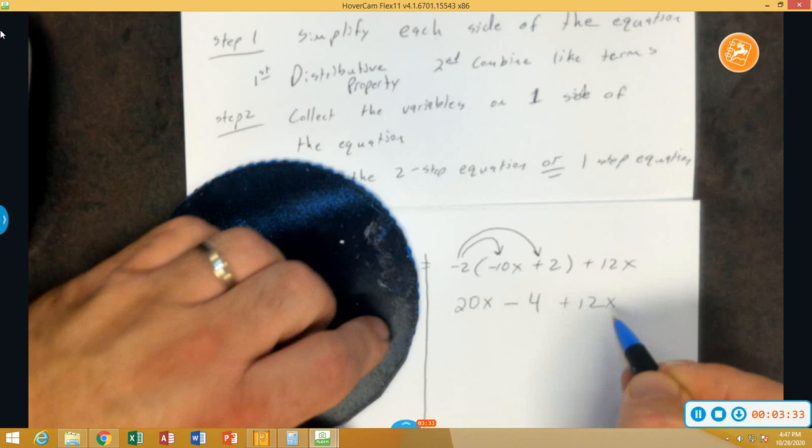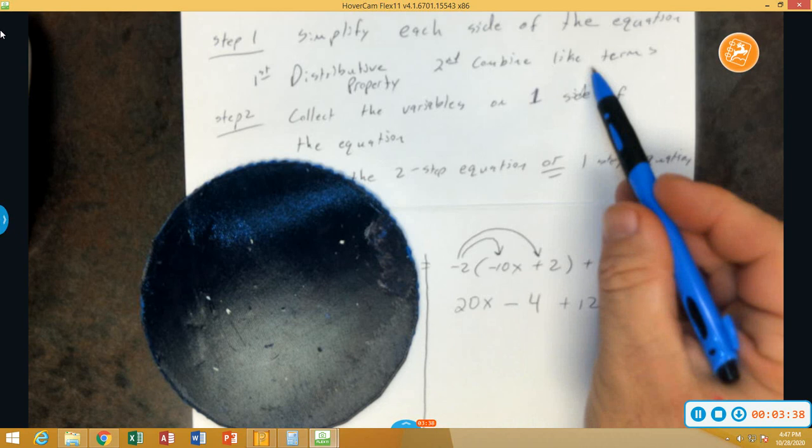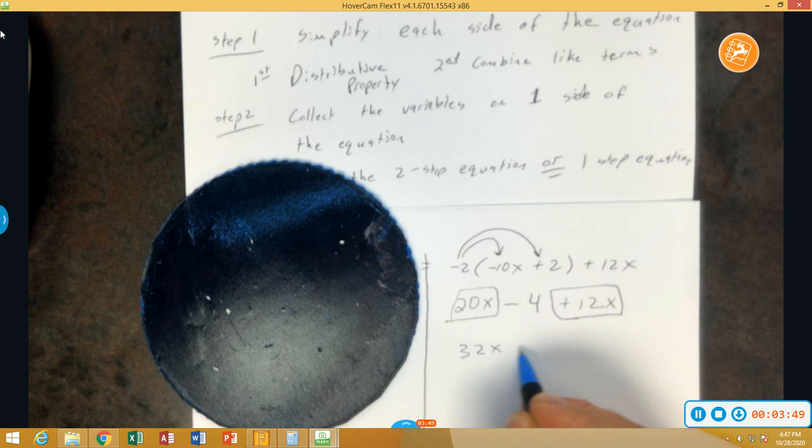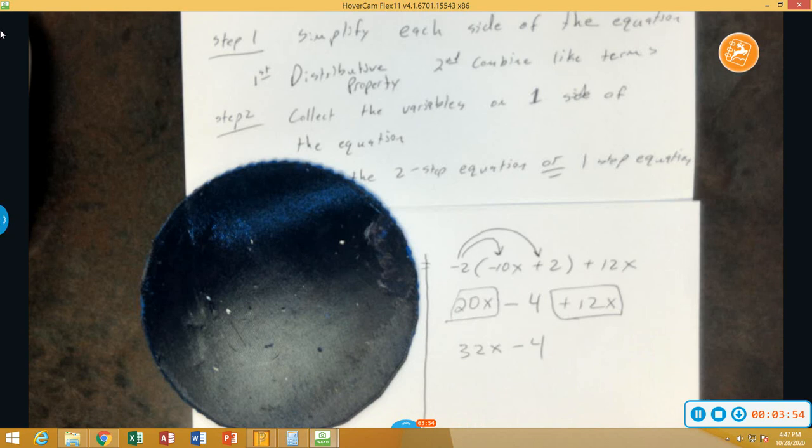We can still combine like terms on this side as well. We've got 20x plus 12x. What is 20x plus 12x? It's 32x. Can we simplify this any further? No, we can't. So now let's take a look at what we got.